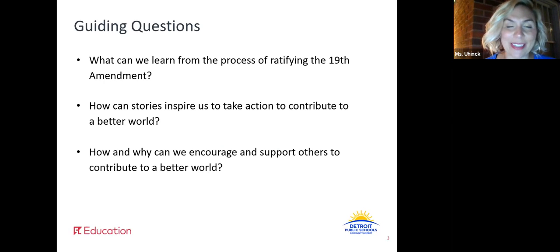Just a reminder, these guiding questions are really helping to move our thinking as we grow ideas around this idea of, in the beginning of the 20th century, how there was inequality in the United States and how we responded to that inequality, and specifically looking at ratifying the 19th Amendment and how that movement led to ongoing movements and even what it's led to today.